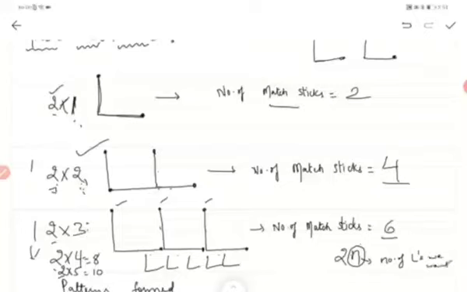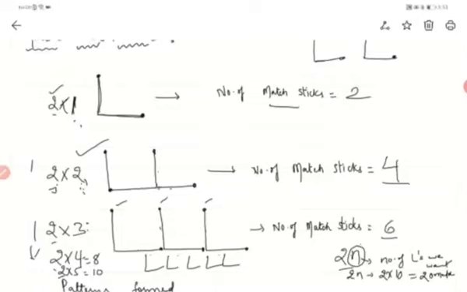If I want 10 L's to be formed side by side, how many matchsticks will I need? I will need 2n matchsticks, so that is 2 into 10. n is what? How many L's I want to form: 10. So in total I want 20 matchsticks to make the pattern of 10 L's side by side, isn't it?